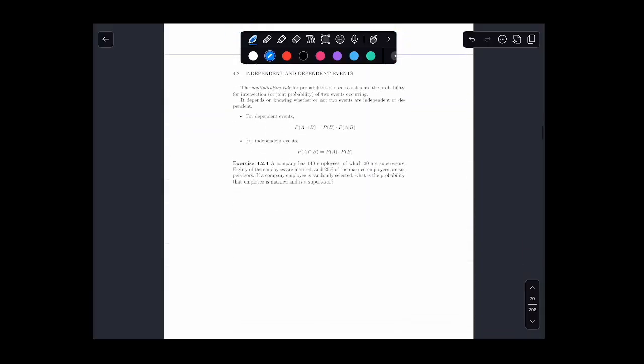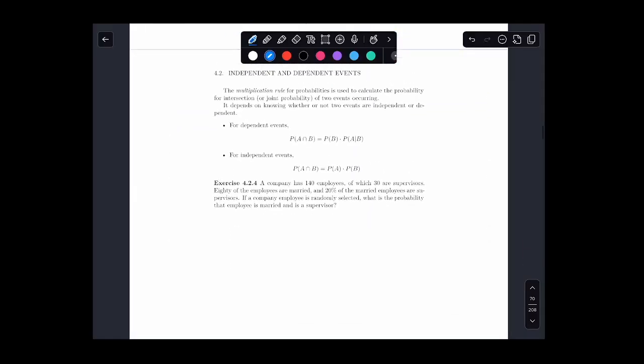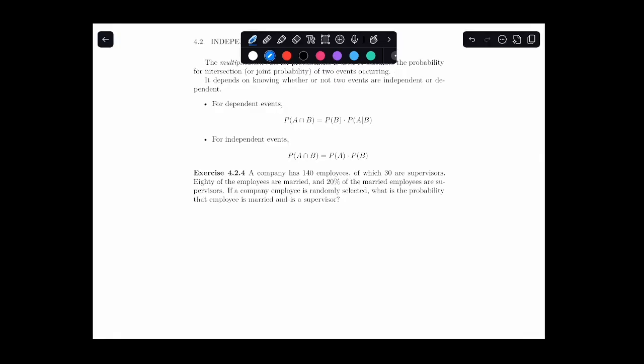So let's look at exercise 4 here and see how we would use the formula if our events maybe are not independent. And then in the next exercise, we'll see how easy this becomes if they are independent. So in exercise 4, it says a company has 140 employees, of which 30 are supervisors. And 80 of the employees are married, and 20% of the married employees are supervisors.